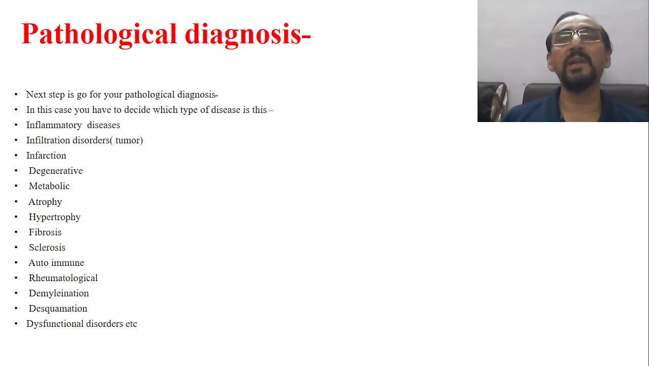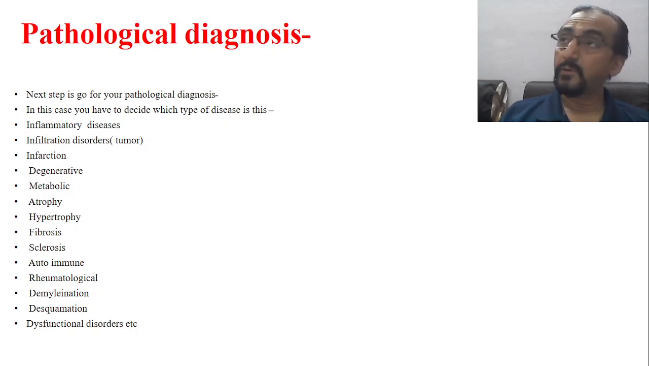We know that the anatomical diagnosis is the nervous system, and we also know that the microanatomical diagnosis is the cerebral cortex. Now, in the cerebral cortex, what particular pathology is leading to this problem? Is it an inflammation? Is it any infiltration? Is it any infarction? Is it any degeneration? Is it any metabolic problem? Is it an atrophy? These are all pathological terms. Now you have to identify which particular pathology is going on.